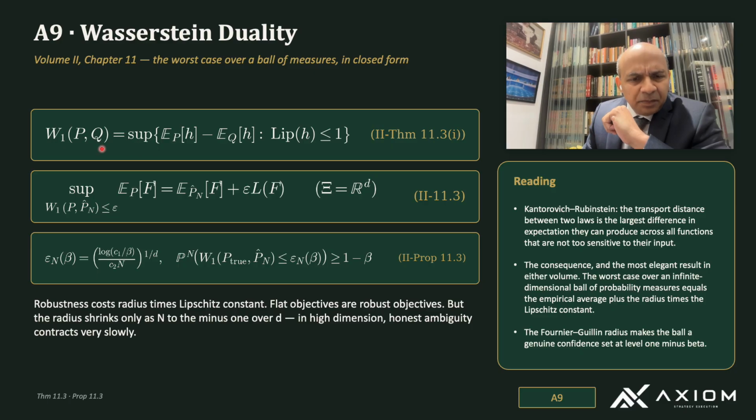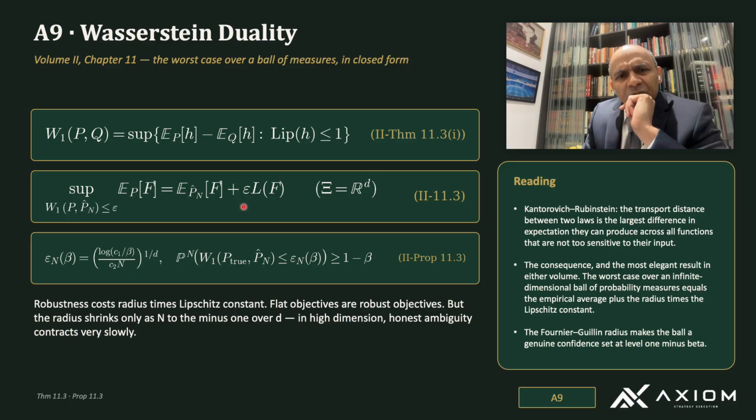So W1(P, Q) equals the sup of E_P[h] minus E_Q[h], where the Lipschitz constant of h is less than or equal to 1. This says basically that the Wasserstein 1 distance between two probability distributions P and Q is the largest difference in expected value they can produce over all 1-Lipschitz functions h. Two distributions are far apart if some sufficiently smooth payoff function values them very differently.